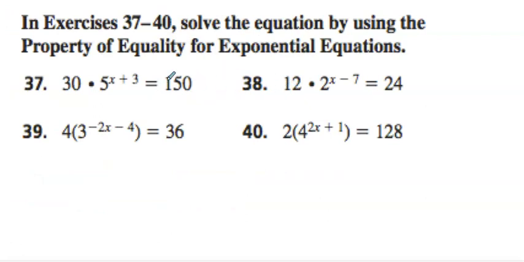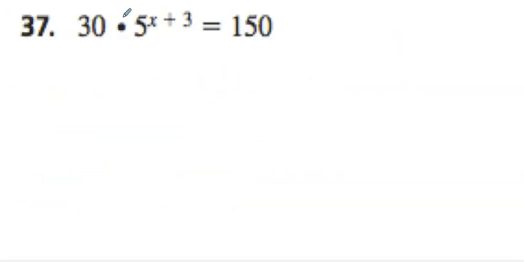Similar to the ones we did, except with one extra step here, and I'll do one of them for you. So 37, and again, I think I have all the answers there for you as well. So we'll just do one, and they're actually very similar to the last ones. You have 30 times 5 to the x plus 3 power equals 150. So now you have an a value in here, not just a b value raised to some exponent, okay? The only difference you're going to do here is just divide by 30 first.